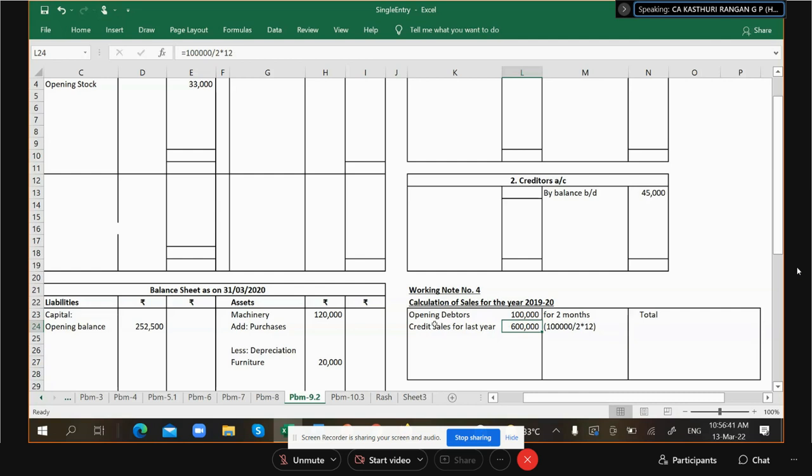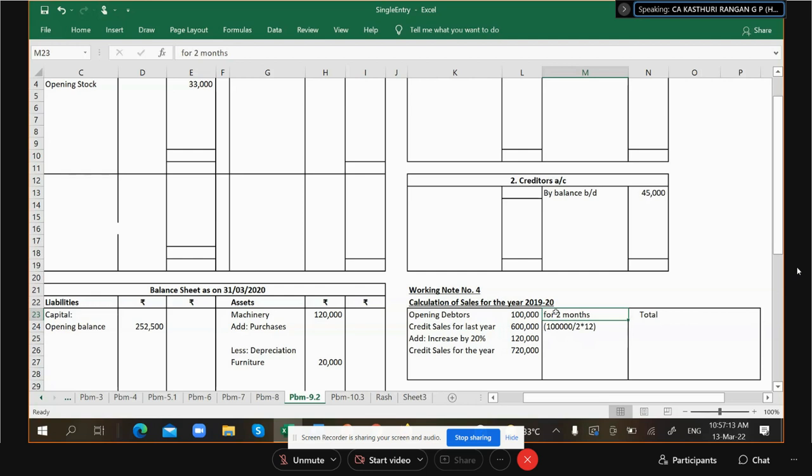Why do we need this information? This is credit sale. If the credit sales of last year is 6 lakh, what will be the total sales of last year? Add increase by 20%, 120. Therefore, what is the credit sale for this year? It will be 720. So 1 lakh is opening debtors for 2 months. From this, we can find the sales of the last year, credit sales of the last year.